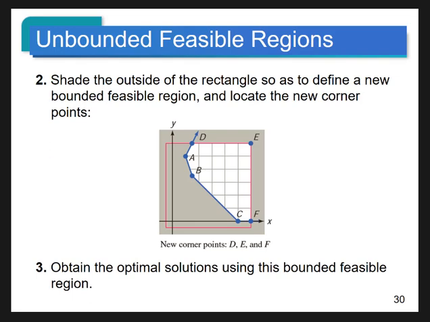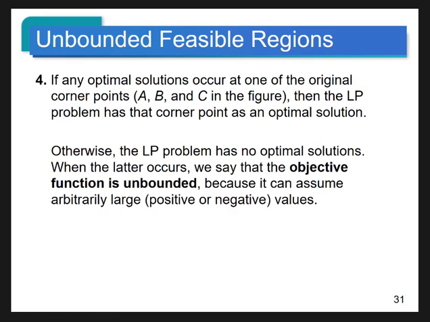So we shade the area that's outside of our feasible region here. So we've artificially imposed, remember, this rectangle we put in, so the points D, E, and F are not part of the constraints of the problem. Those are constraints we put on just to see if one of those ends up being it, then this one cannot be optimized. If any optimal solutions occur at one of the original corner points, A, B, and C in the figure, then the linear program problem has an optimal solution. If it's at one of the other points that are created by our artificial bounds, then there is no optimal solution.